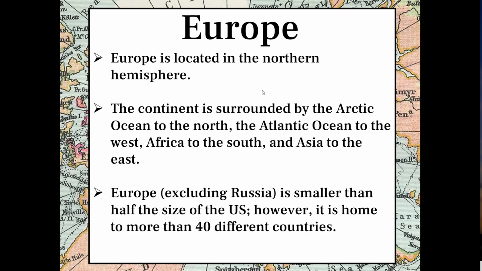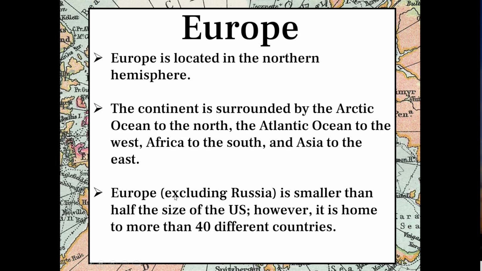All right, let's talk about Europe. It is located in the northern hemisphere. Remember that the Earth is divided into the northern and southern hemispheres, but also the eastern and western hemispheres. So it is in the northern hemisphere. It would also be in the western hemisphere, at least most of it. The continent of Europe is surrounded by the Arctic Ocean to the north, the Atlantic Ocean to the west, Africa to the south, and Asia to the east.